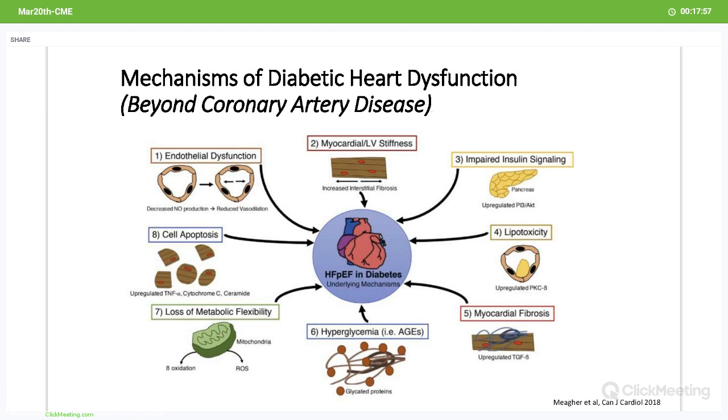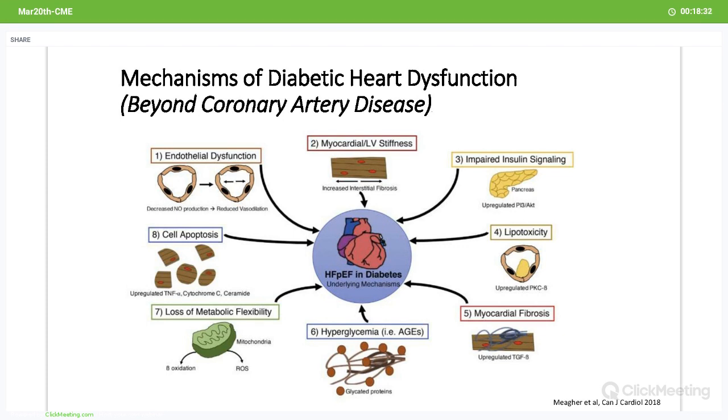And anytime you see a graphic like this in a review article, it means nobody really knows what the cause is, right? So these are sort of throwaway terms, and people spend their life on one arm of this. But there are probably multiple factors that come to bear on heart failure in the diabetic population. So myocardial stiffness is sort of the final common pathophysiologic result of some of these other factors.